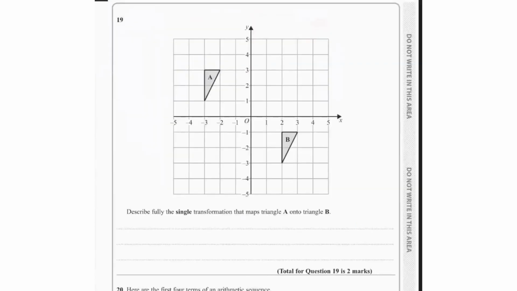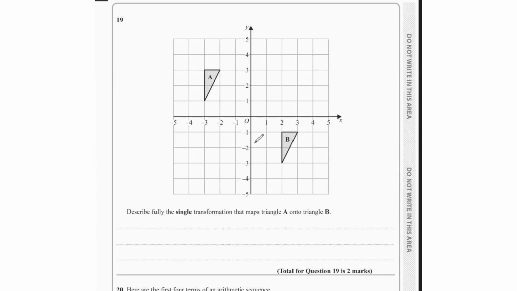Question 19 says describe fully the single transformation that maps triangle A onto triangle B. So if we compare triangle A and triangle B, firstly, we can see that it's not a rotation because the shape hasn't rotated at all. It's not a reflection because the direction of the shape is still exactly the same. There's no enlargement because the size of the shape is also the same. However, the last option that we have is translation.